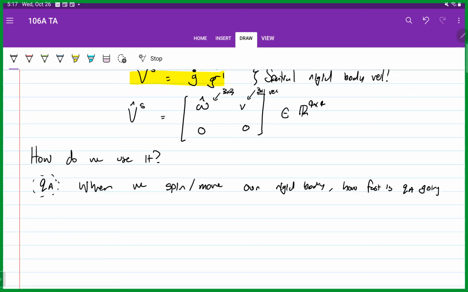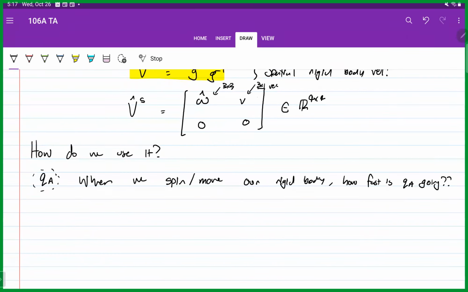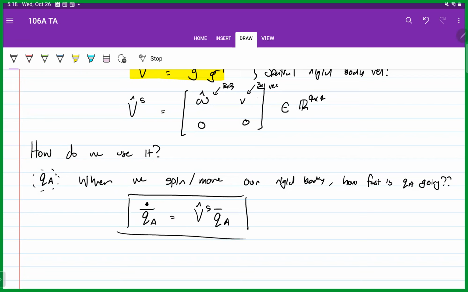We can answer this question using our rigid body velocity transform. What it tells us is that in homogeneous coordinates, I'm going to use this q_A bar to denote homogeneous coordinates, the time derivative of that point, which is equal to the physical velocity vector, like actually how fast it is moving in the x direction, the y direction, the z direction, is equal to the following. It's equal to this V hat spatial times our point in homogeneous coordinates. So whenever you see one of these V's or V hats, just remember it's an actual map from our point in homogeneous coordinates into its velocity in homogeneous coordinates.